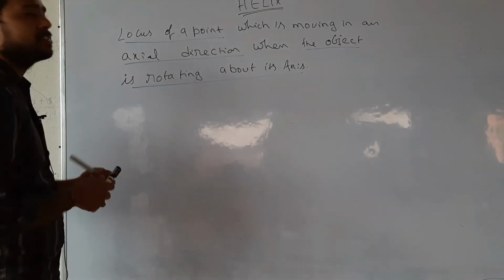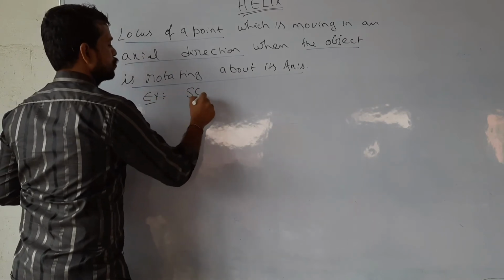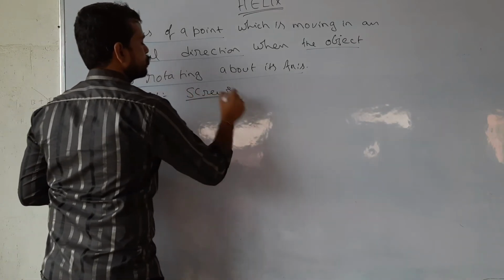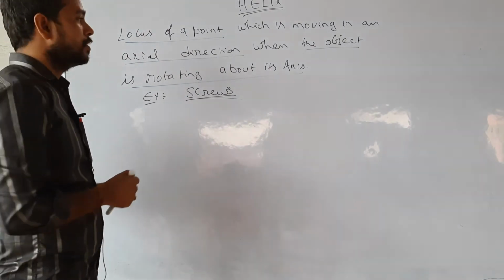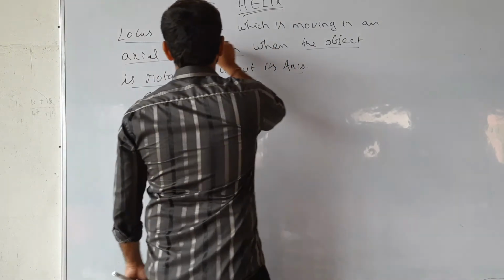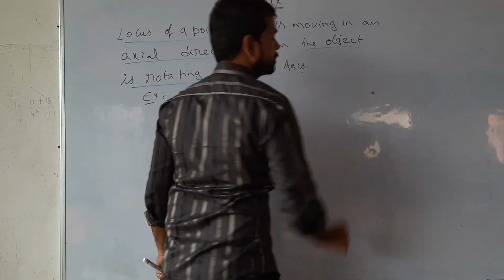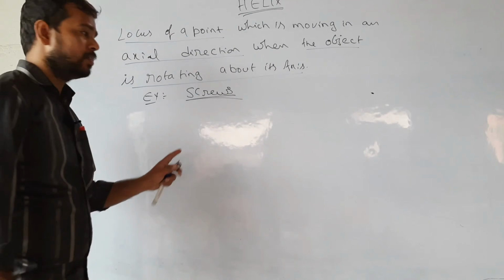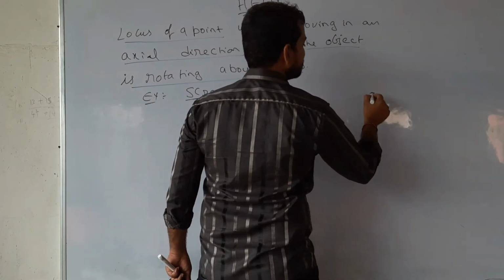The best example is screws. You know screws. In all the screws it follows the same principle. Here the locus of a point, that means this is the point. The locus of a point should move in an axial direction. It is moving in an axial direction.